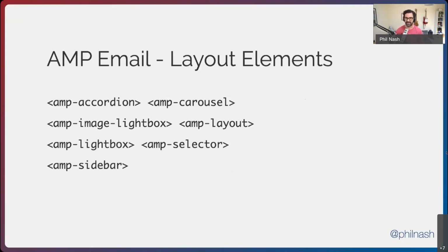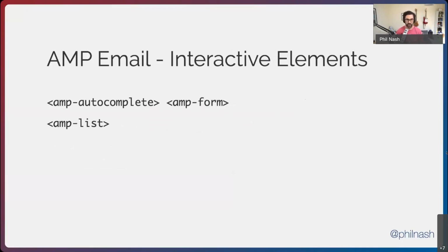Then there's the interactive elements. These are the ones that actually make requests from inside an email off to a server somewhere. So AMP autocomplete can make requests and fill in state to autocomplete on an email. Not an email, an input field. AMP form allows you to submit a whole bunch of fields. And AMP list allows you to make a GET request to go and load data into a state that another element can use.